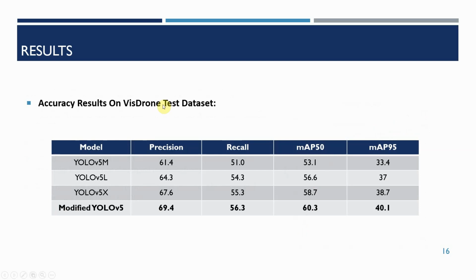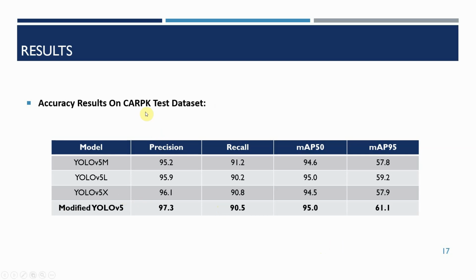So our test on the VisDrone test set shows that our model has more precision, more recall, and higher mean average precision 50 and mean average precision 95, which means that the detected boxes and the actual ground truth boxes have at least 95% shared area. So it can both classify and detect boxes more accurately than even the YOLOv5X, which is a much heavier model.